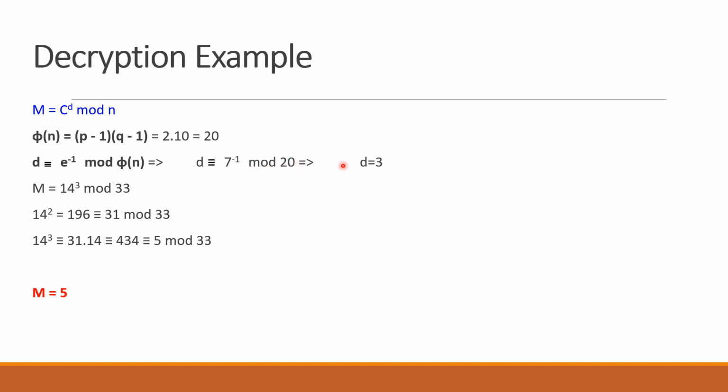I will be getting remainder as 7. 7 twos are 14. 14 mod 20 is again 14. It is not equal to 1. So 7 threes are 21. So 21 mod 20 is equal to 1. So 3 is my D value.